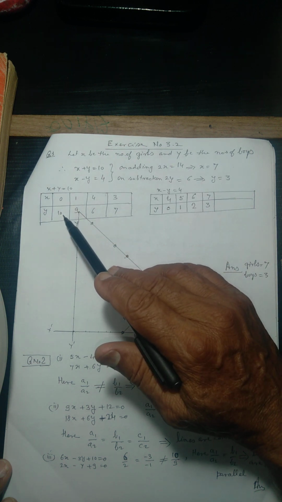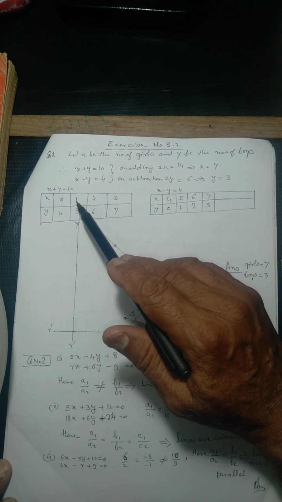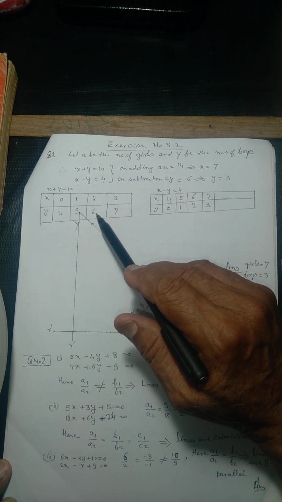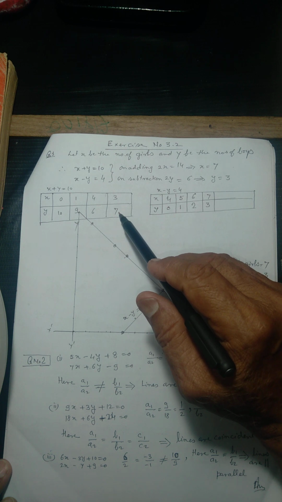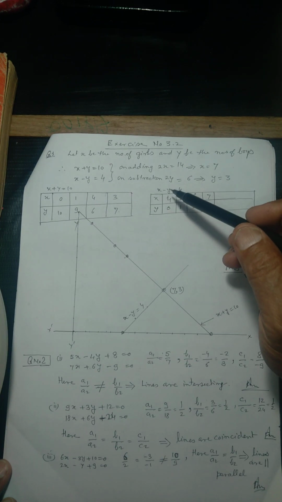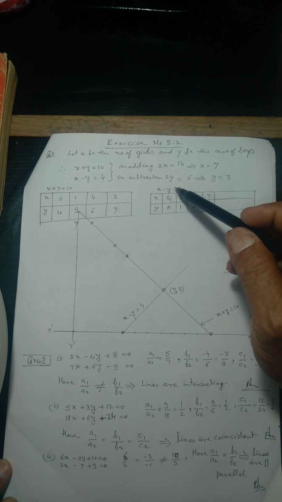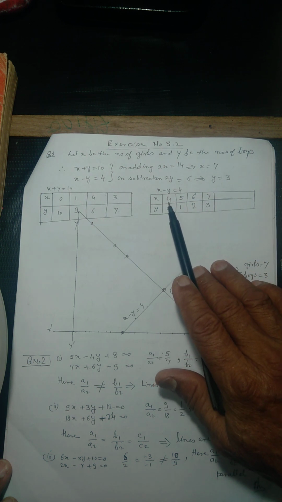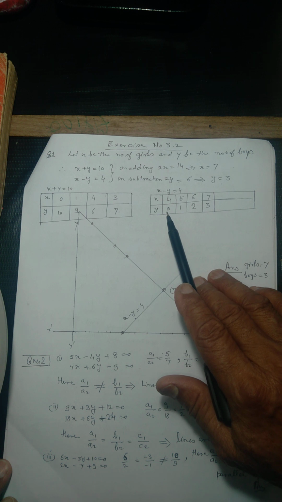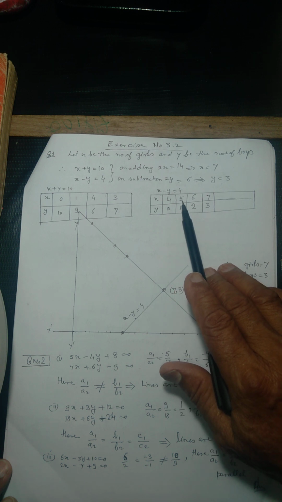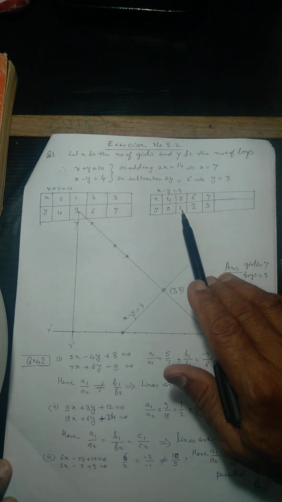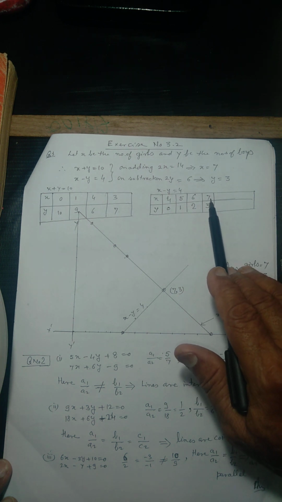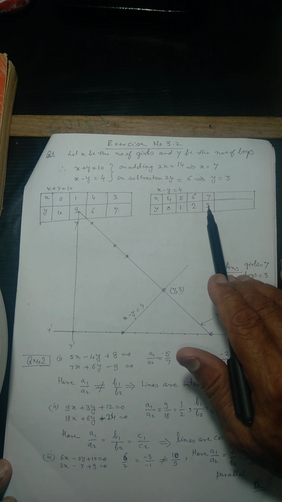When x is equal to 0, y is equal to 10; x is equal to 1, y is equal to 9; x is equal to 4, y is equal to 6; x is equal to 3, y is equal to 7. Similarly, for the second equation, x minus y is equal to 4: x is equal to 4, y is equal to 0; x is equal to 5, y is equal to 1; x is equal to 6, y is equal to 2; x is equal to 7, y is equal to 3.